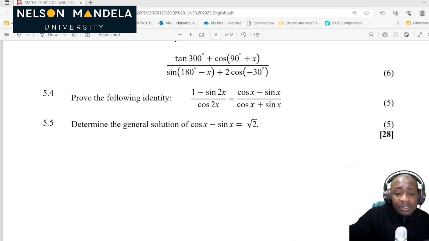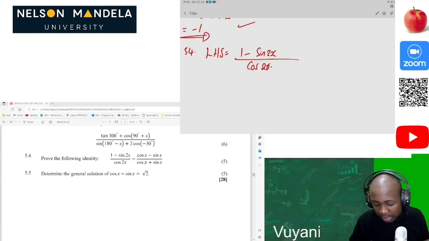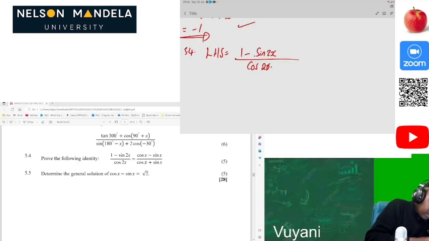It's only 5 marks, okay? So you can never prove both sides. You should choose which side you want to prove. I want to prove the left-hand side because you can see that we have double angles there. So we can play around with that so that you can at least get a final answer from that. From that, we can see that this is a double angle. So this will be 1 minus 2 sine of x times cos of x divided by 1. Then we have cos of 2x.